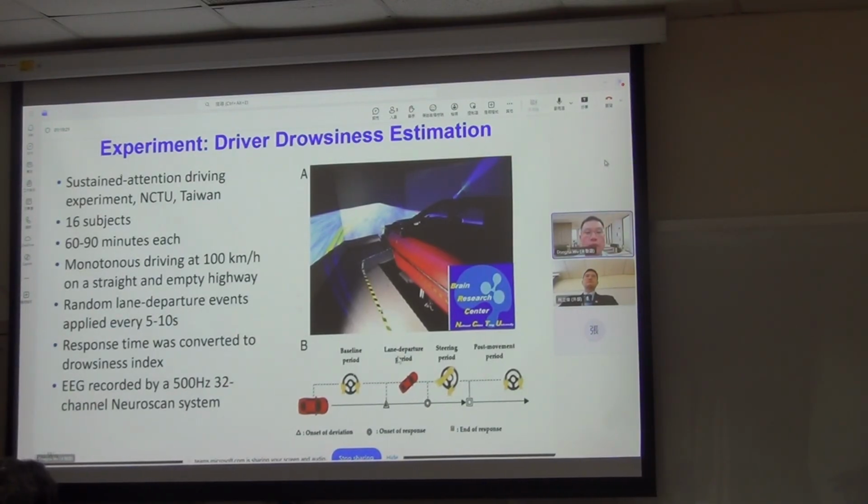The response time was the actual response time, that is, from the start of the lane departure event to the first time point the user starts to turn his steering wheel. It is converted to a drowsiness index between 0 and 1. We want to use EEG signals to estimate this index between 0 and 1. The EEG signals were recorded by a 500 Hz 32-channel Neuroscan system.